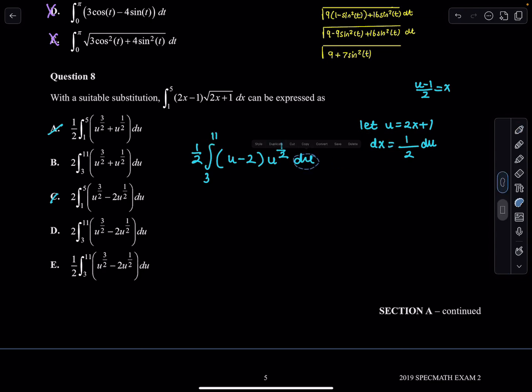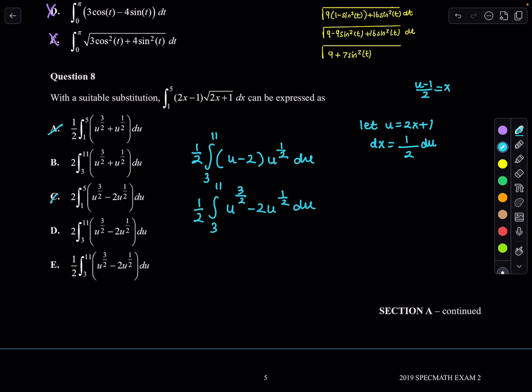All right. So expanding it further, of course, because they all look expanded. So expanding that further, you get u to the power of 3 on 2 minus 2u to the power of half du, which gives me what? Half, yep. 3 on 2, u to the power 3. Beautiful. Not too bad. So 8e.